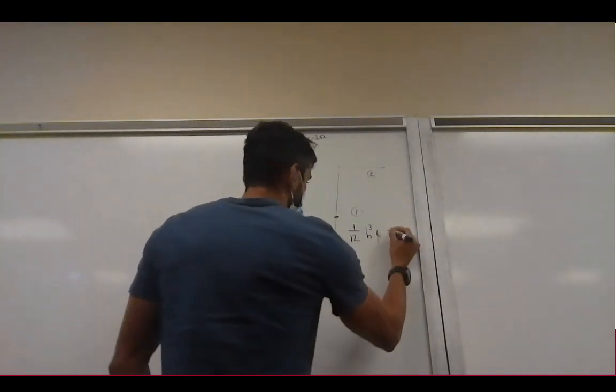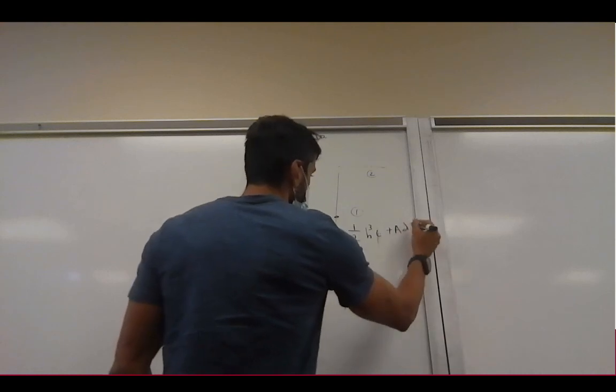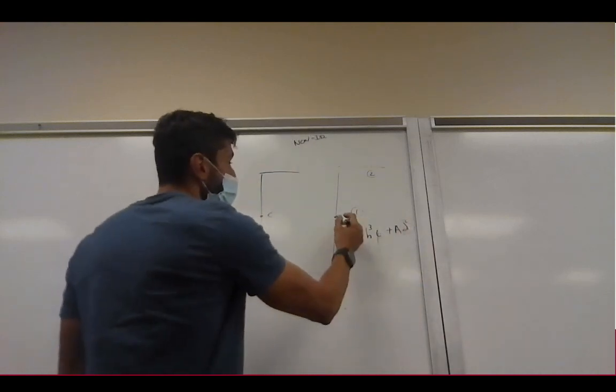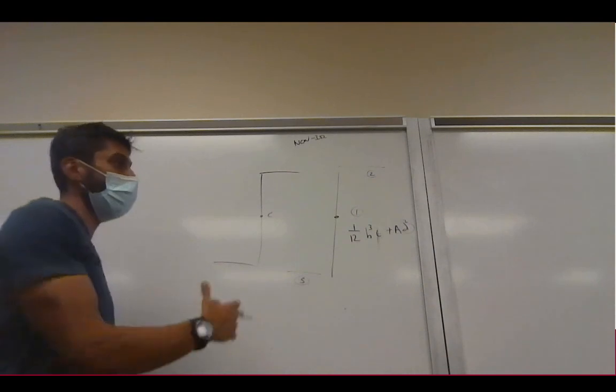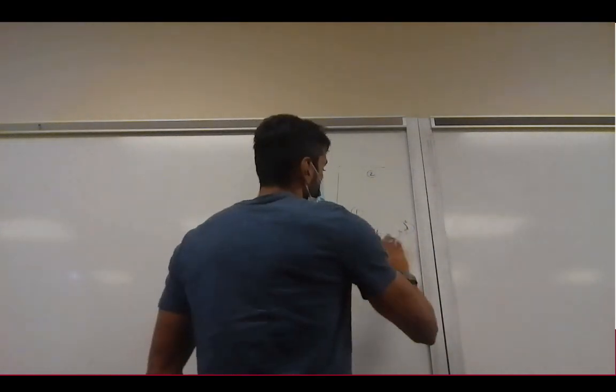So in this case we don't have any AD terms, because d, or d squared terms, would be 0, because the centroid of our section corresponds with the centroid of our cross section.